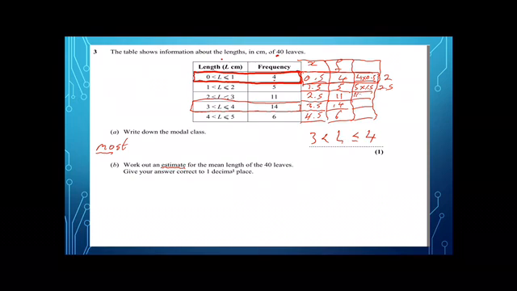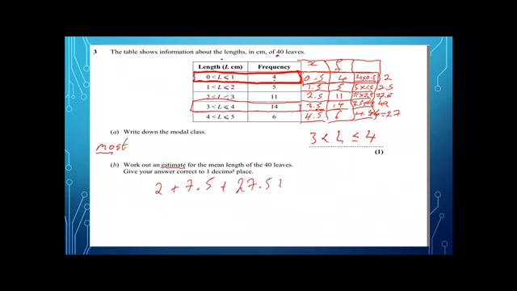Here we do 11 times 2.5, which is 27.5. Here we do 3.5 times 14, and that's 49. And here we do 4.5 times 6, which is 27. And then we need to add those together. So let's do that. 2 plus 7.5 plus 27.5 plus 49 plus 27.